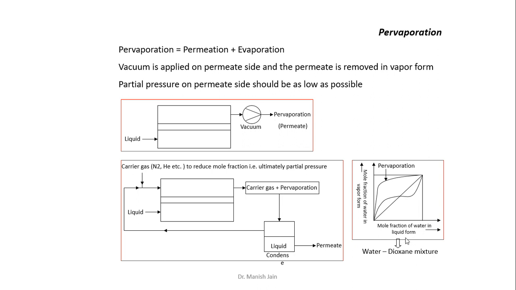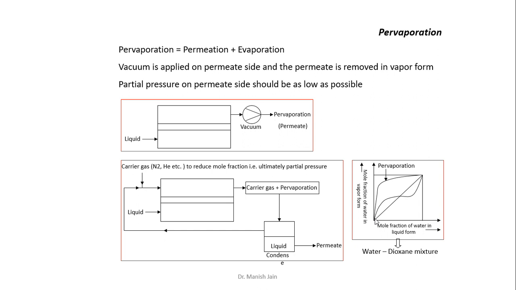Azeotropic mixtures are mixtures where the boiling points of both components are nearly equal, so they cannot be easily separated by the traditional distillation process. This is the mole fraction of water in the vapor, and this is the mole fraction of water in the liquid, in the vapor liquid equilibrium.